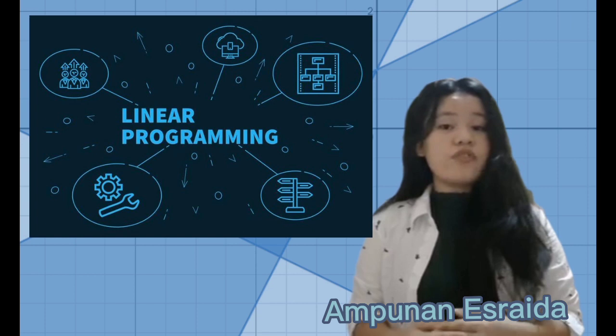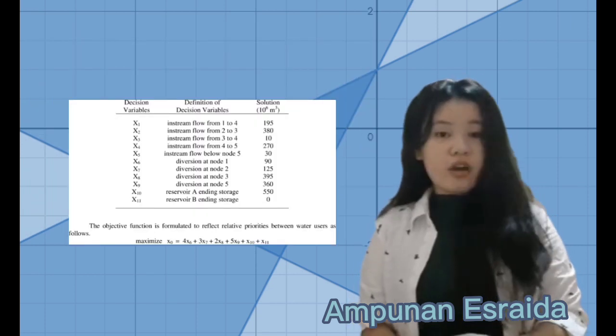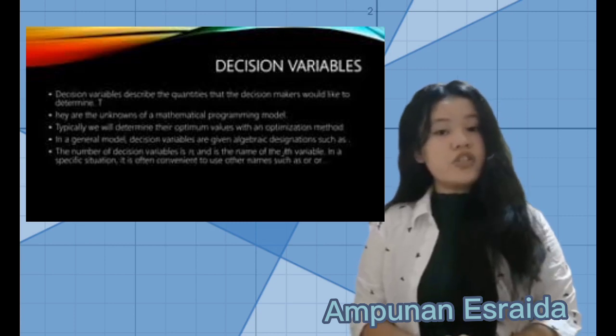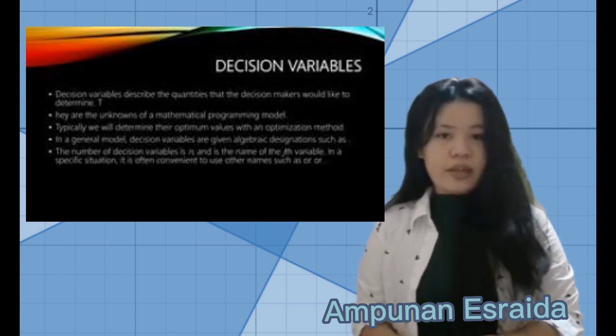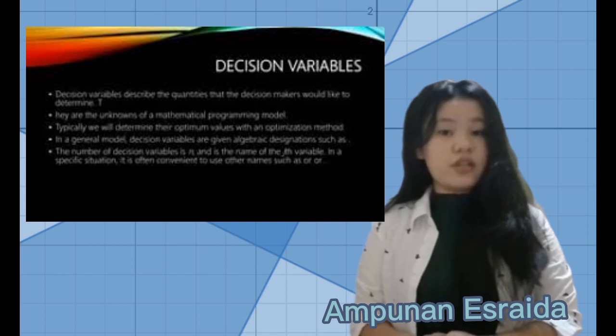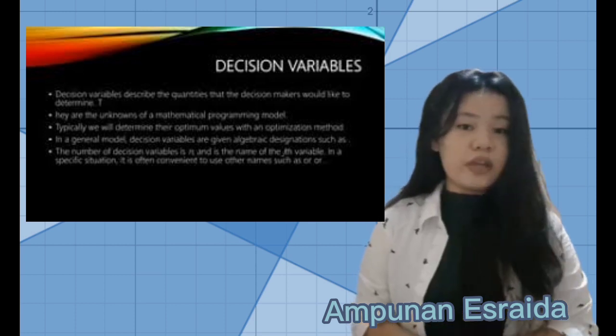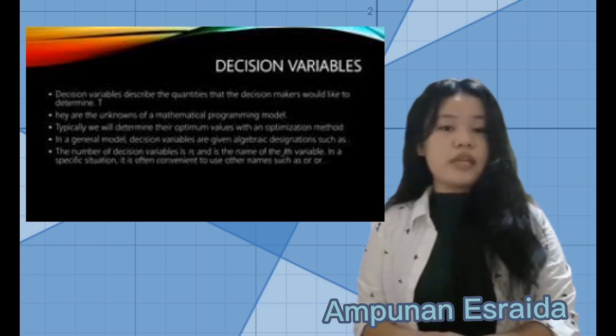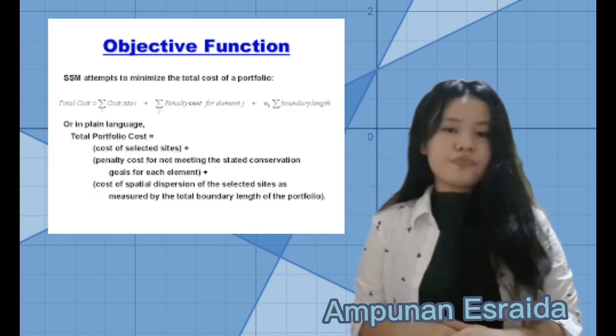The problem consists of three key components: decision variables, objective function, and constraints. The decision variables are the unknown quantities we want to determine. They represent the quantities that we have control over and need to make decisions about. Decision variables are typically denoted by symbols like x, y, or z.